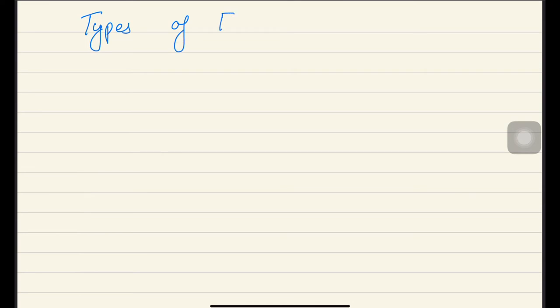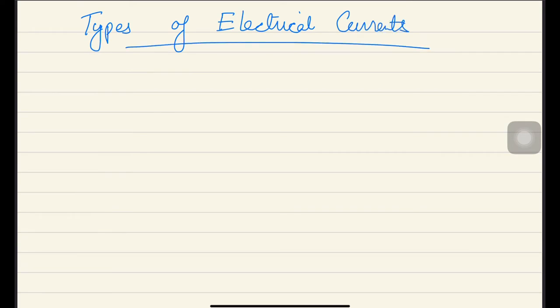Types of electrical currents. Number one, I'll just write it over here: direct current. This type of current is mainly produced by batteries. All types of batteries produce direct current. No matter if it's the inverter battery or the mobile battery or the laptop battery, all types of batteries produce direct current. And to some extent, the solar panels also produce direct current.